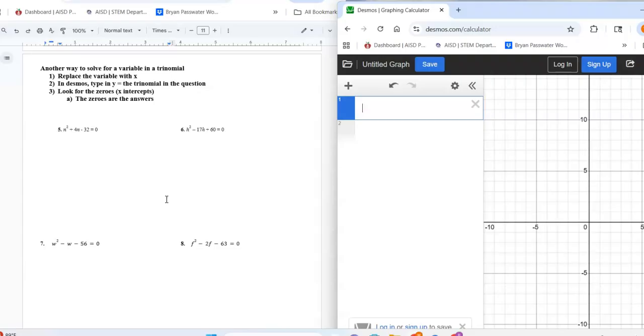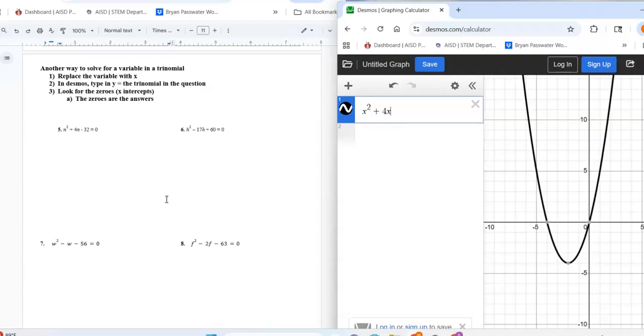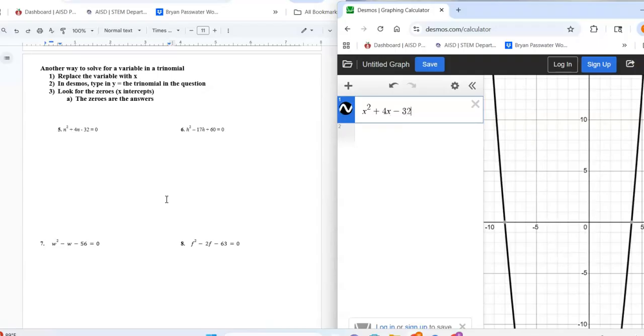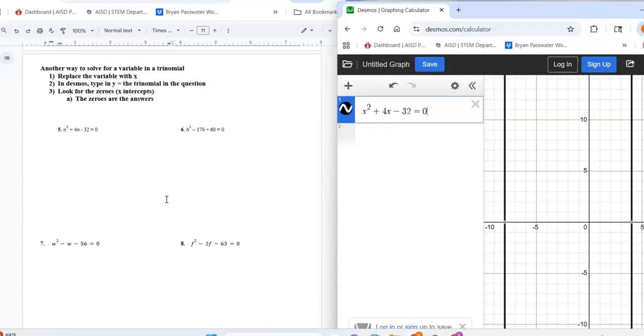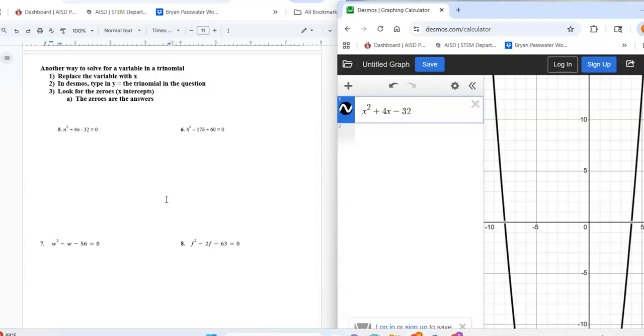Replace the variable with x. That means, like for number 5, if it says n or h or f or w, just replace them all with x. So I'm going to do number 5. It's not n squared, it's x squared. It's not 4n, it's 4x. It is still minus 32. And I can make it say equals 0, but not really. In Desmos, type in the y.